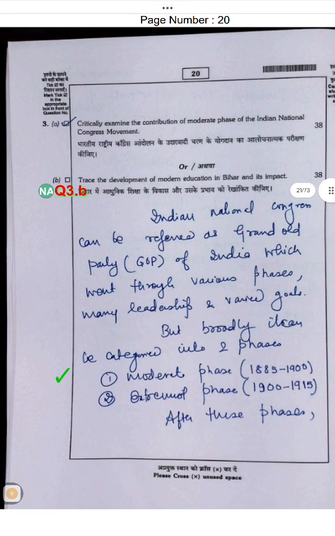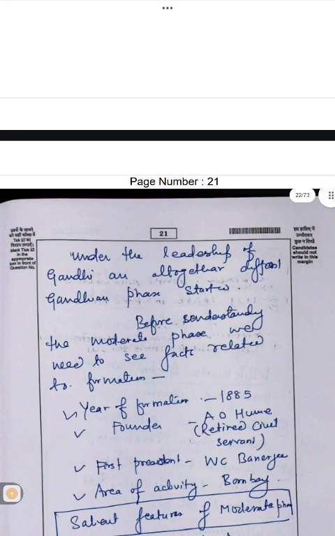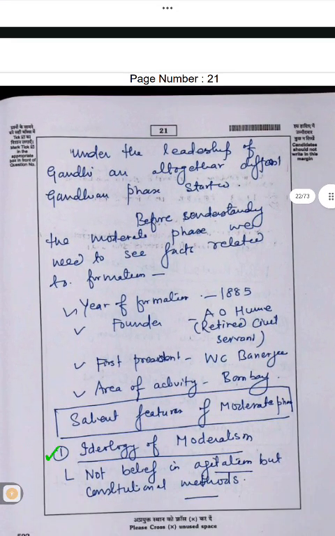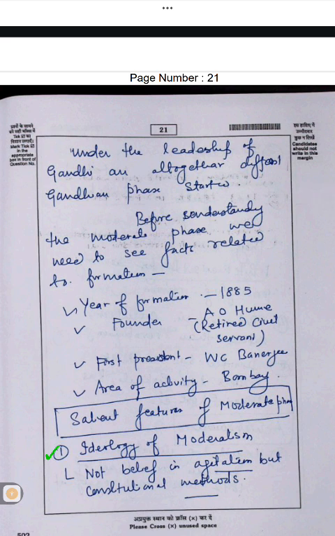Critically examine the contribution of the moderate phase of the Indian National Congress movement. The Indian National Congress can be referred to as the Grand Old Party of India, which went through various phases, many leaderships and varied goals, but broadly it can be categorized into two phases: moderate phase 1885 to 1905 and extremist phase 1905 to 1915. After these phases, under the leadership of Gandhi, an altogether different Gandhian phase started.